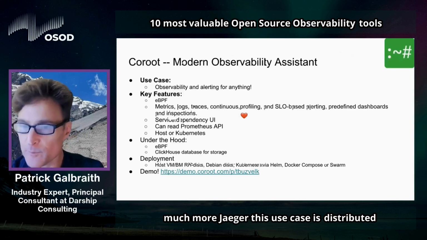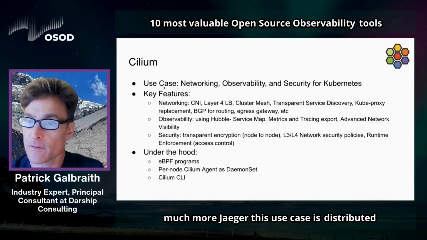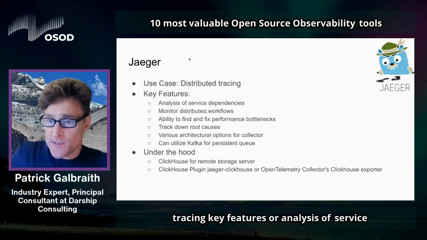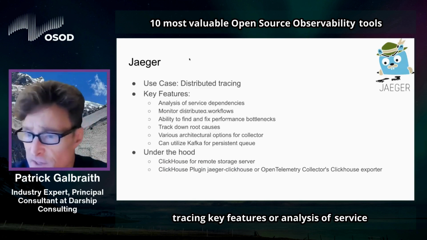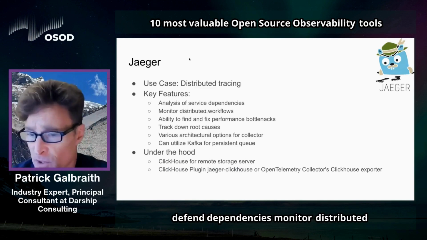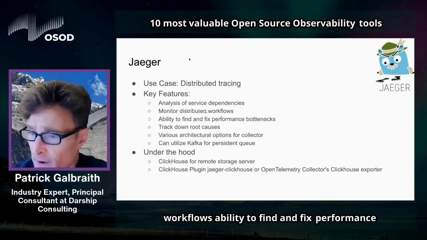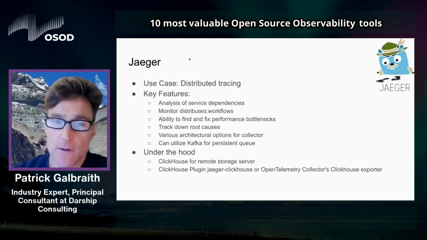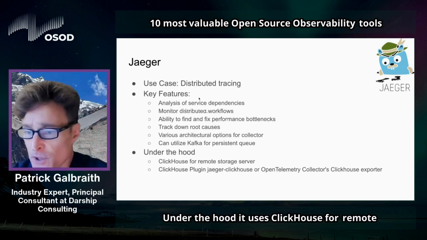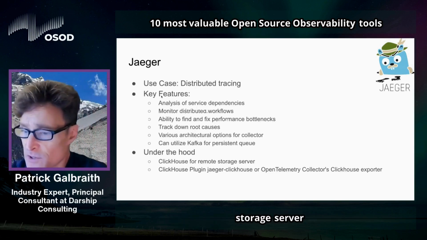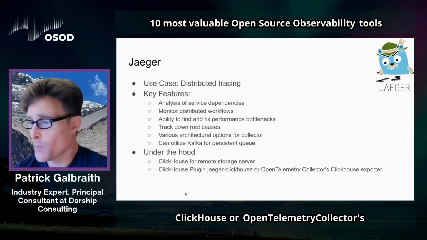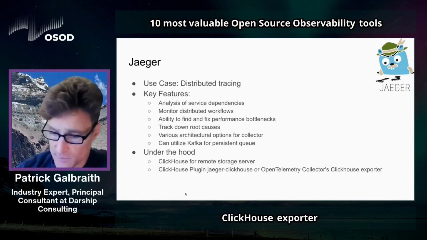Jaeger. The use case is distributed tracing. Key features: analysis of service dependencies, monitoring distributed workflows, and the ability to find and fix performance bottlenecks and track down root causes. Under the hood, it uses ClickHouse for remote storage. There's a ClickHouse plugin for Jaeger, or the OpenTelemetry collector's ClickHouse exporter.